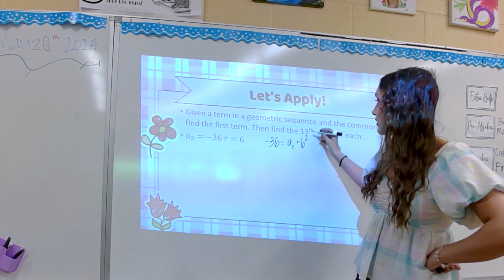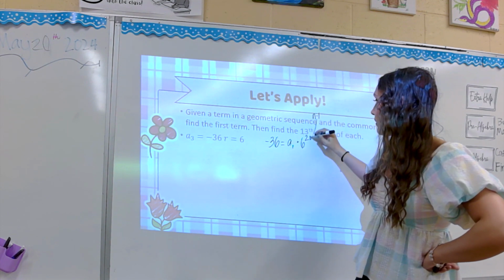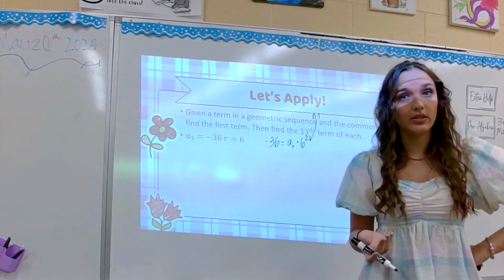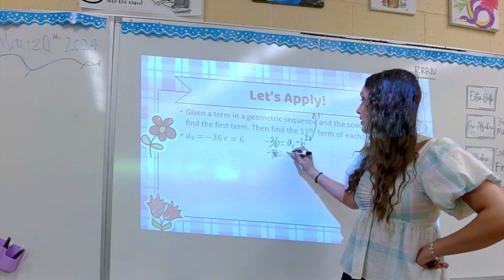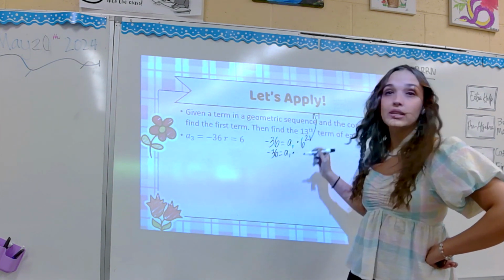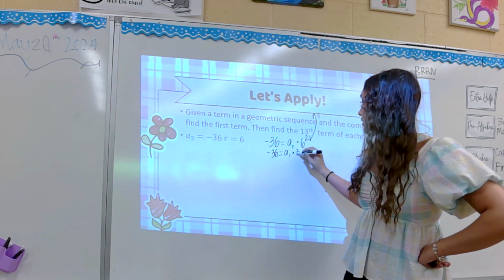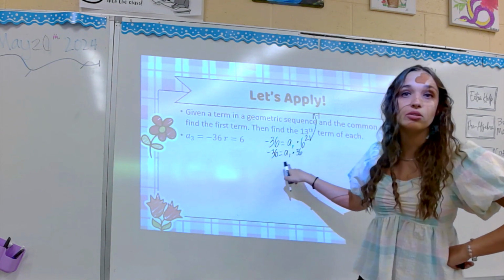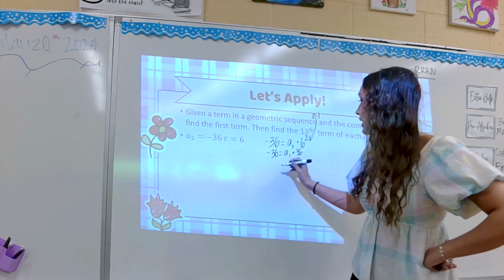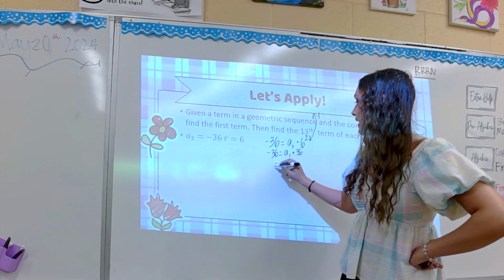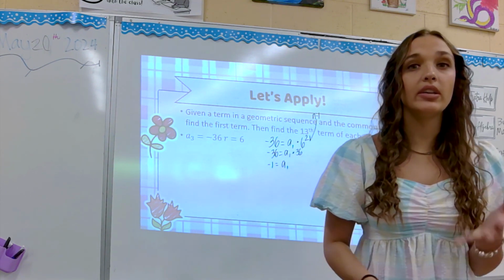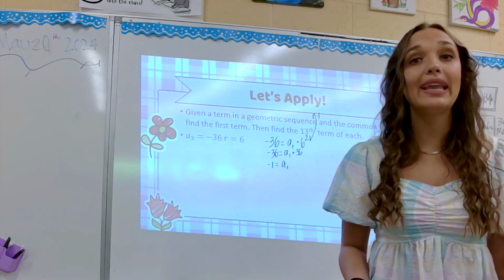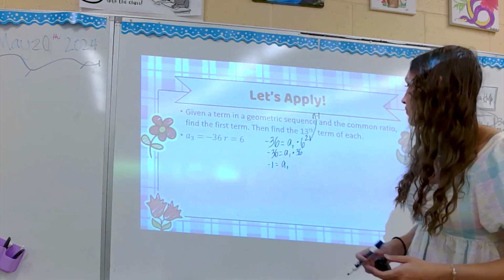We did 3 minus 1, so it's N minus 1 as our exponent, which is 2. I get negative 36 equals A1 times 6 squared, which is 36. I'm solving for A1, so I'm going to divide by 36. And I get my A1 is negative 1. So even if they do not give you what your A1 is, you're able to figure it out by plugging in information that they give you.